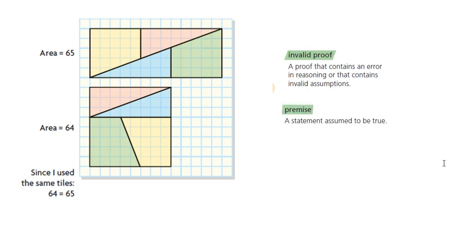When we talk about these invalid assumptions, we're talking about an invalid premise. That's another word for a statement that is assumed to be true. So it's basically your starting point for your argument.